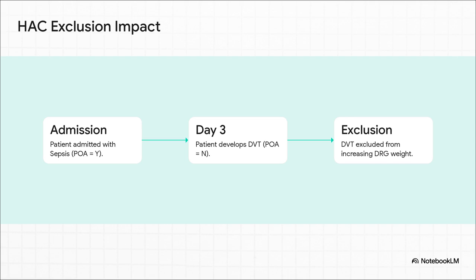Now, normally a DVT is a major complication or comorbidity, an MCC. It's a big deal. But since it's a hospital-acquired condition in this specific scenario, it's completely blocked from increasing the DRG relative weight. The hospital just gets the base rate for the sepsis, and honestly, they'll likely be subject to a quality review for the HAC.